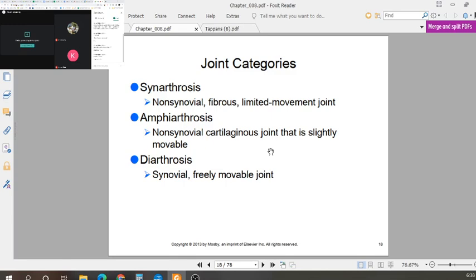But synchondrosis is going to be, let's see, near the ribs. We have it there. And we have it at the end of our long bones also.